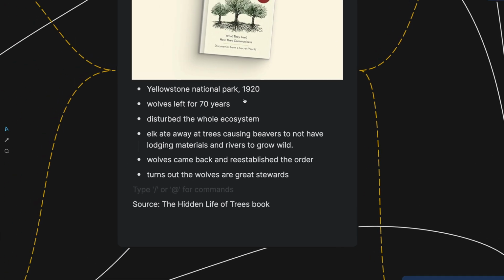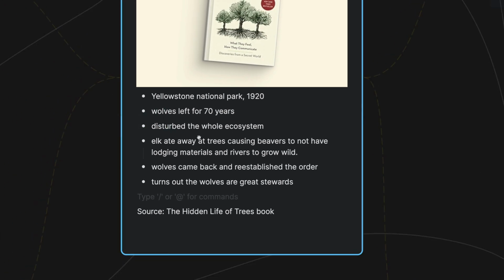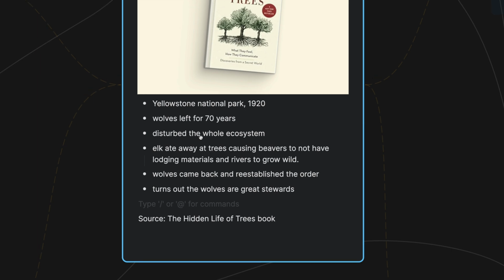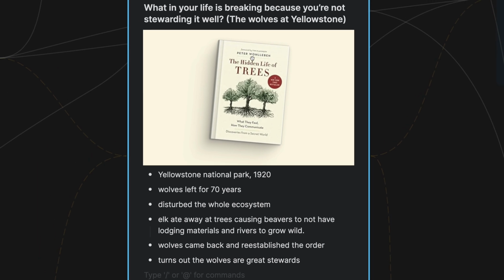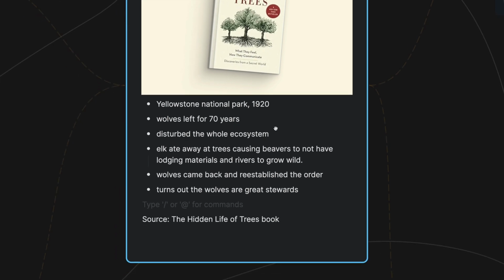Right, it was already pretty cool to read about this, as it has to do with the hidden life of trees. But I thought, how does this apply to my life? Right, what is the lesson that I can take away for my life as I'm reading about this story?